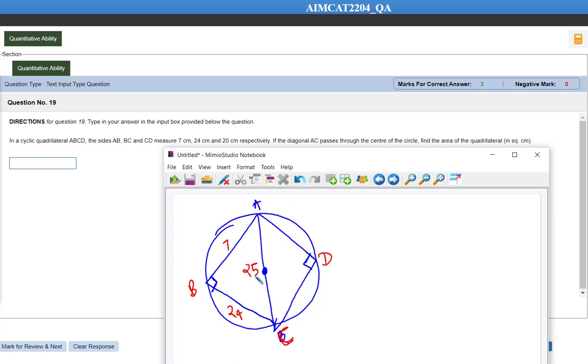AC is 25, and we know that CD is 20. Again it is a Pythagoras theorem. So AD becomes how much? AD becomes 15.